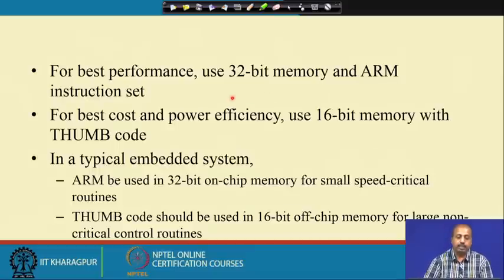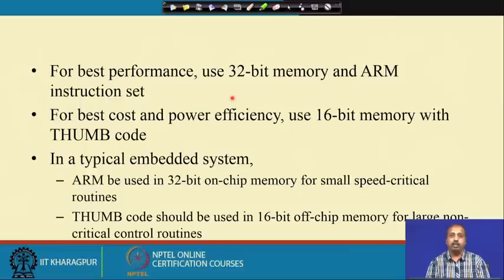This is the suggestion: for best performance we should use 32 bit memory and the ARM instruction set. Whenever we are looking for performance of the system, that is, the delay of the system should be minimum, we should go for 32 bit memory organization and the ARM instruction set, because that will make the system fast.